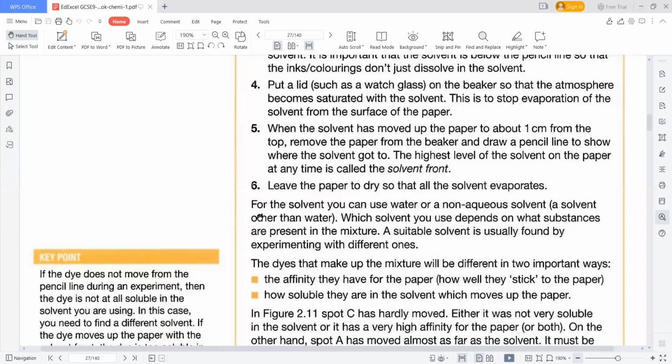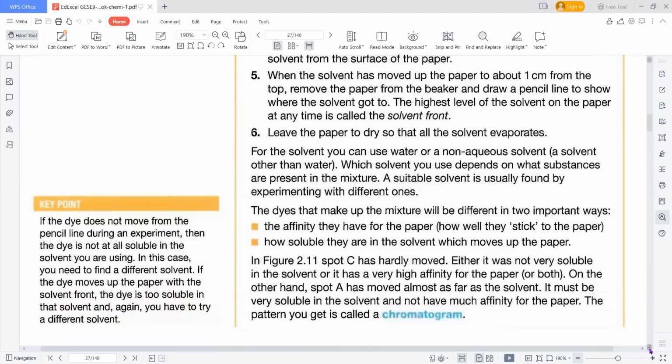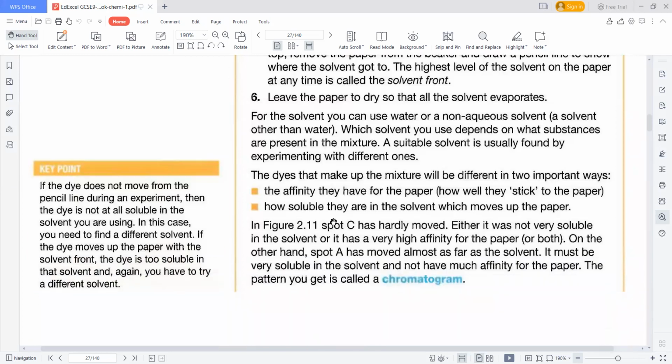Okay, next point is that for the solvent you can use water or a non-aqueous solvent. A solvent other than water could be used depending upon what activity or what separation you are going to deal with. So a suitable solvent is usually found by experimenting with different ones. Now getting back to the thing, here is the point number C right below.